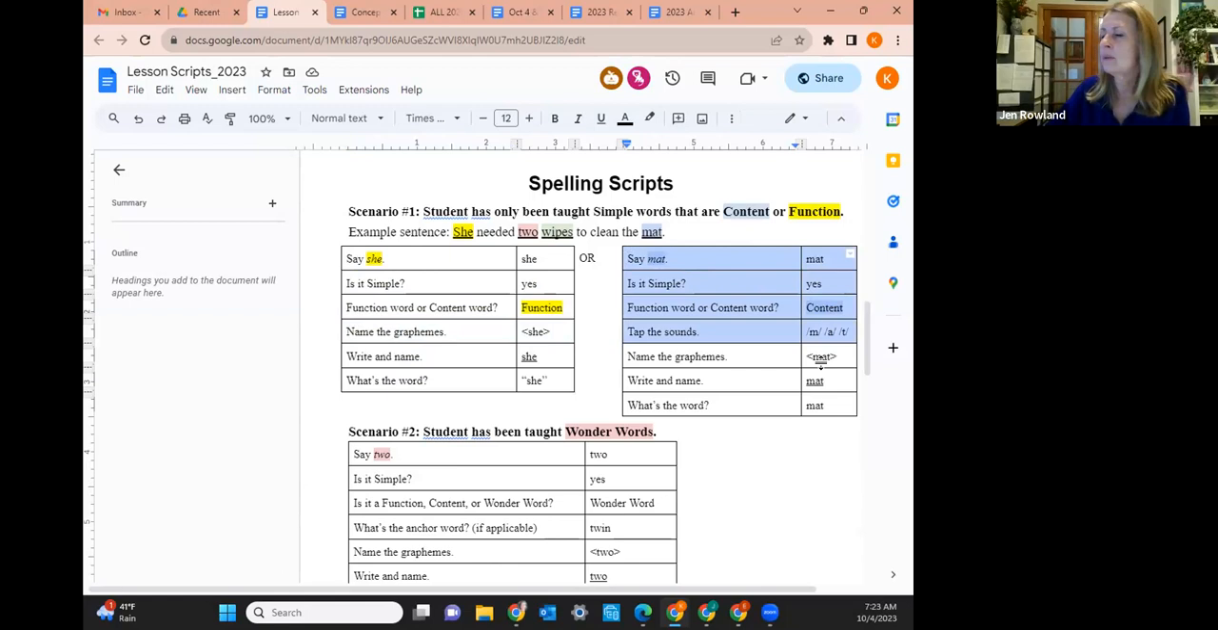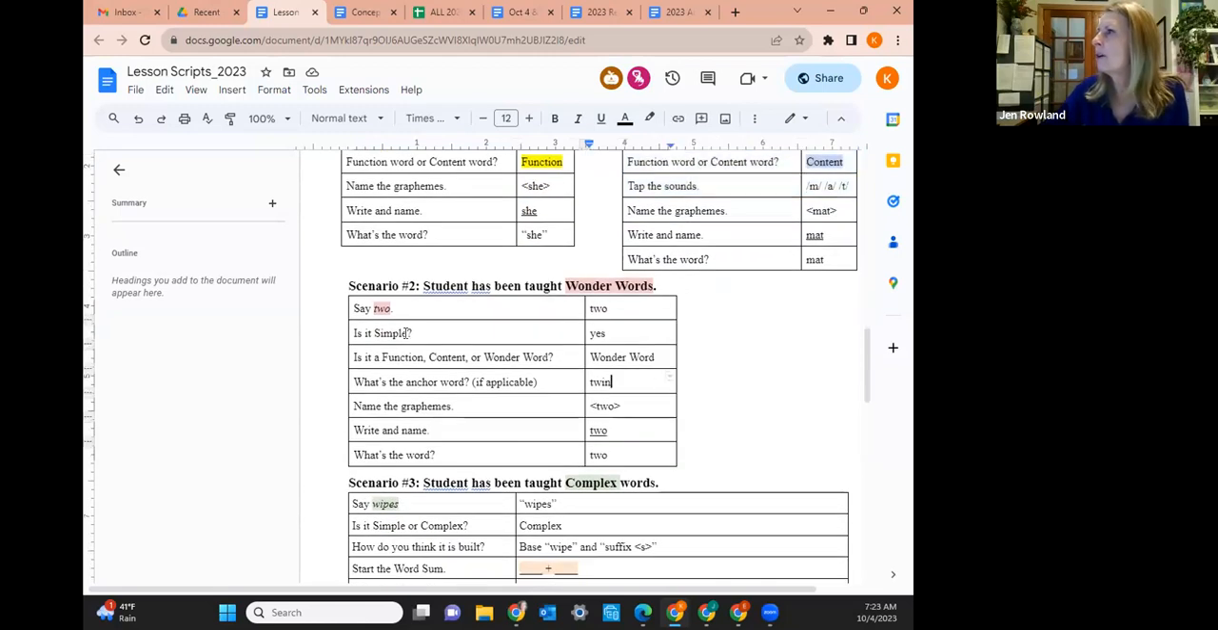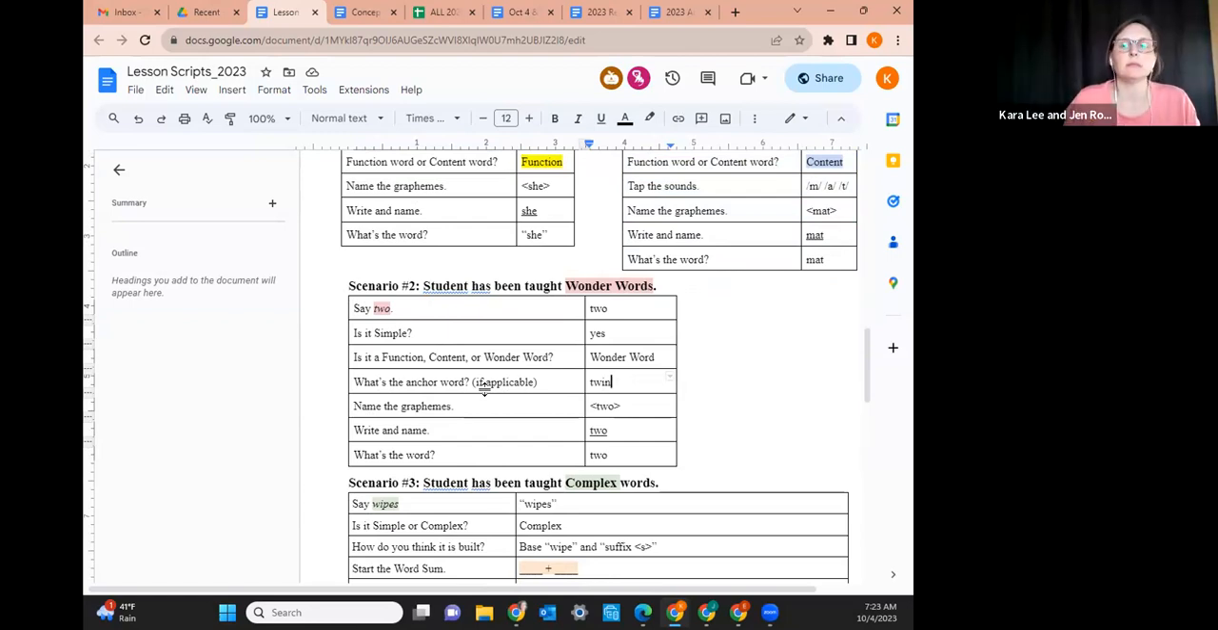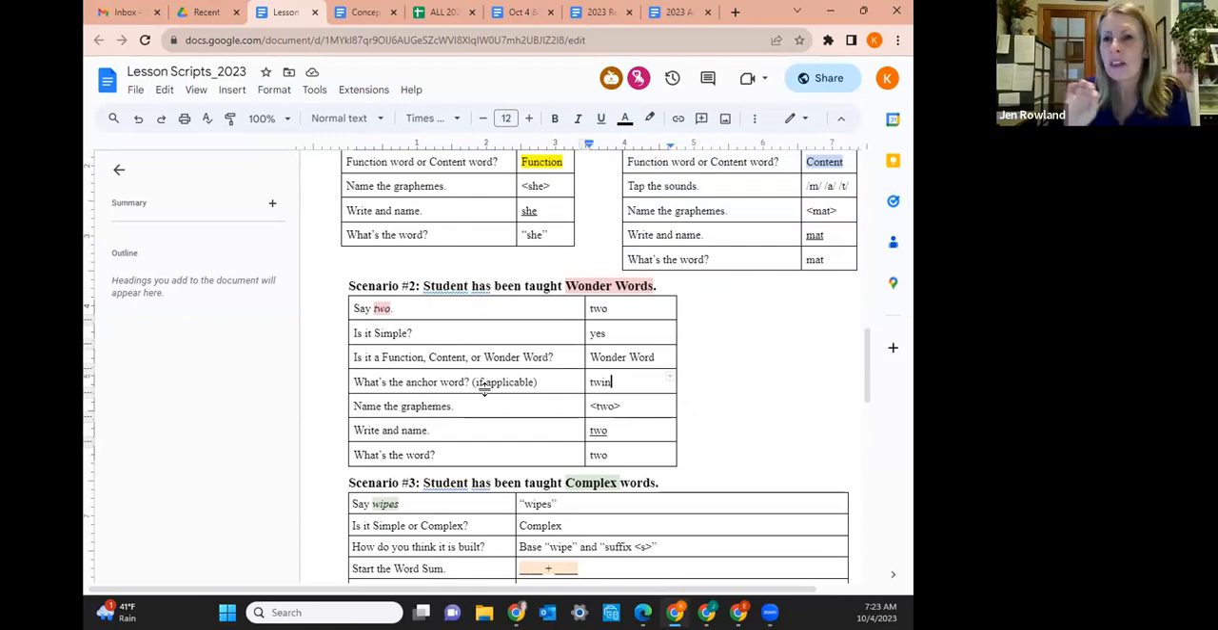And then you would tap the sounds, because every sound that you hear was specifically related to the regular or default spelling associated with that particular word. Then when you taught wonder words, what lesson was that, Kara? With they and their, that's your first time you taught wonder words.